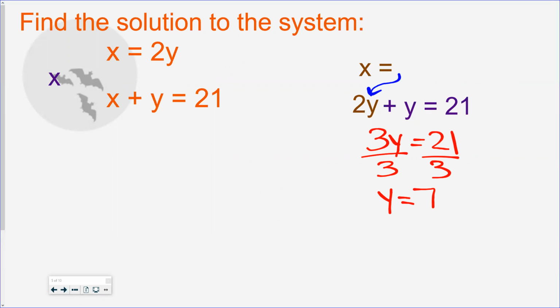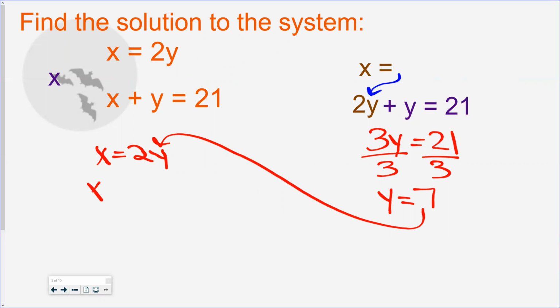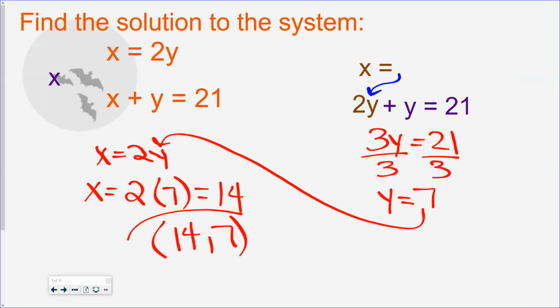Now, here's the problem. They didn't tell me what x equals. They didn't give me a number for x. They told me x equals 2y. So if x equals 2y, now I'm going to have to go ahead and replace y with what I just found, 7. So now I'm going to do x equals 2 times 7, which is 14. Then I can write my answer as 14, 7.